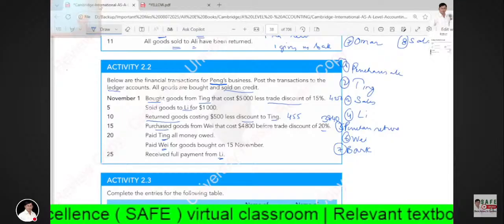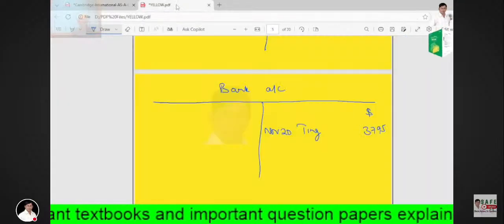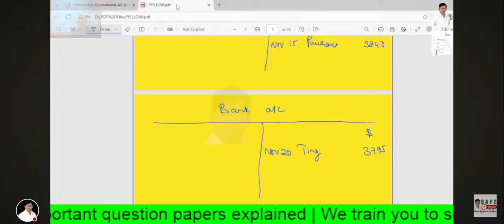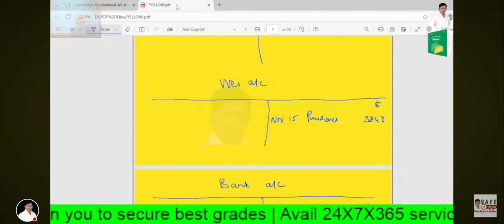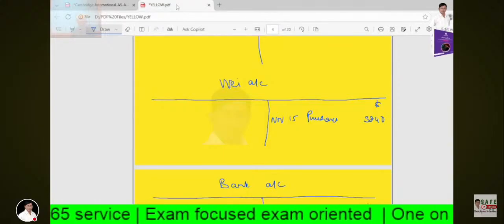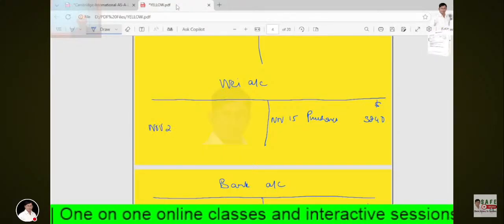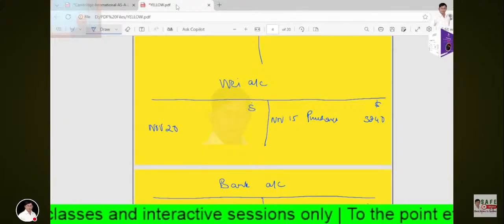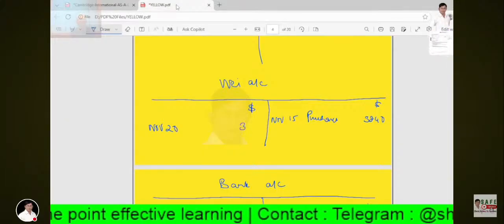We have to pay to V. Let us see, V, how much we have purchased? We have purchased 3,840. So obviously we have to pay him 3,840, and it is on November 20th. So 3,840 we have to pay.